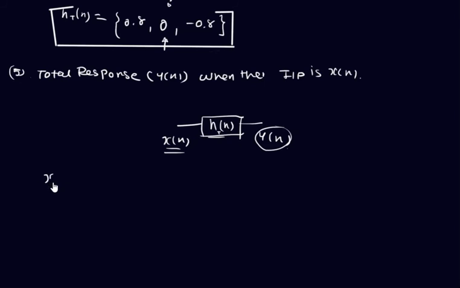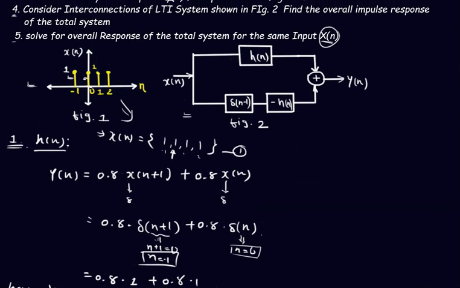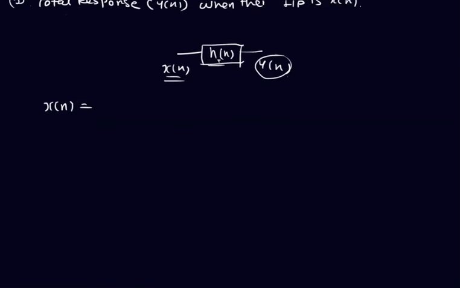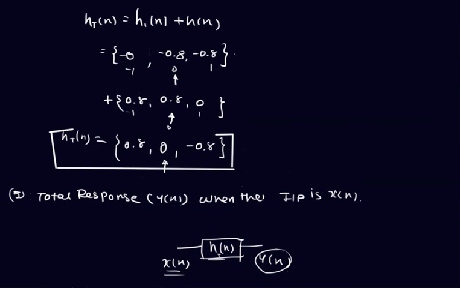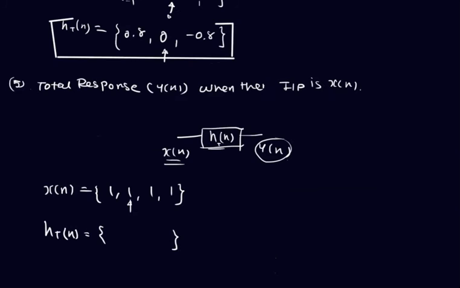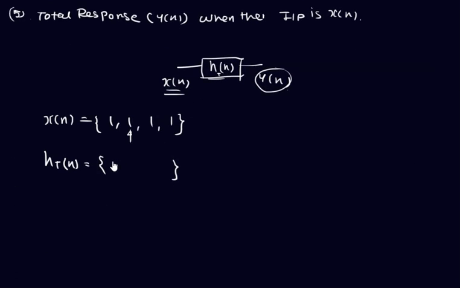The value of x of n is already given in the question in the form of a graph. See here, x of n is 1, 1, 1, 1, which has its origin at the second place. Now what is the value of hT of n that we have already calculated? That is 0.8, 0, minus 0.8, and origin at the middle.